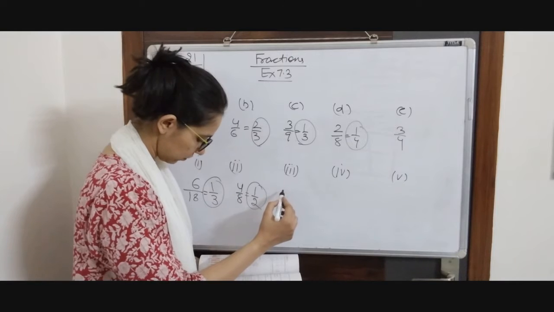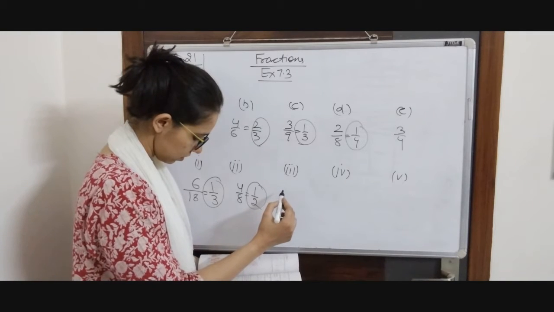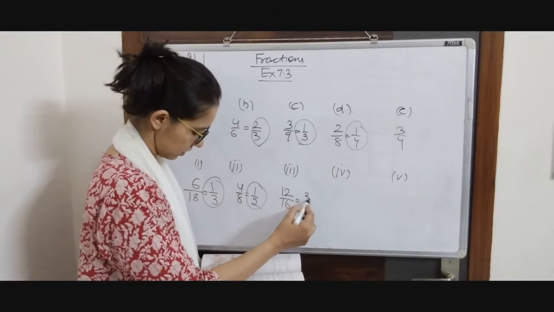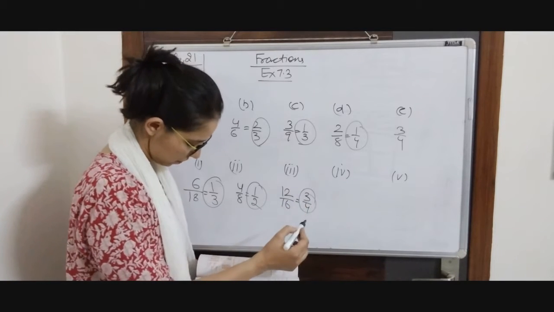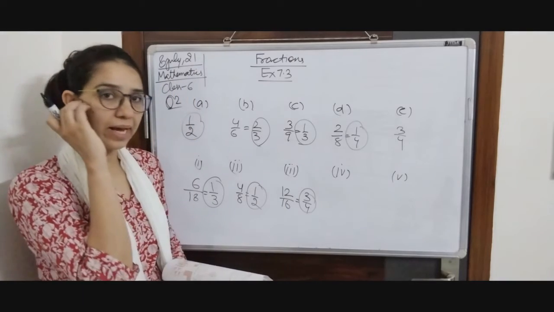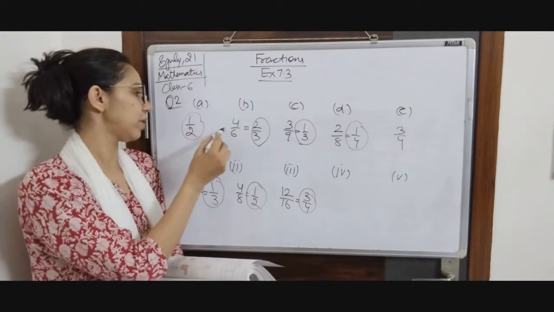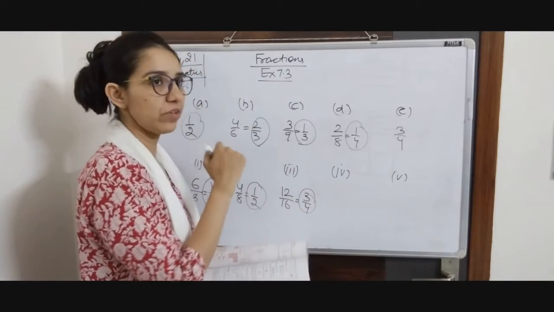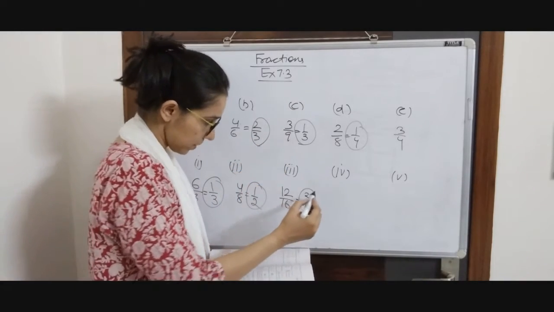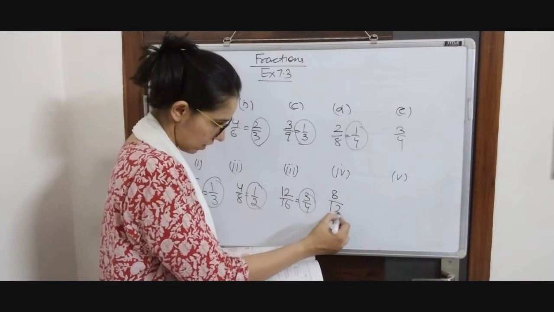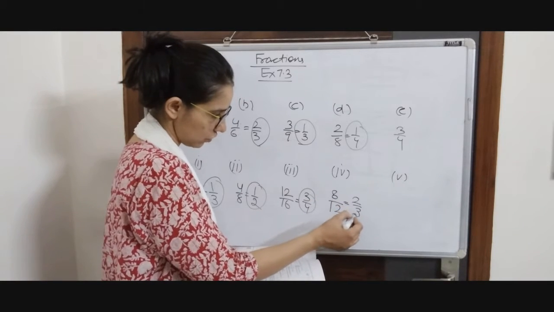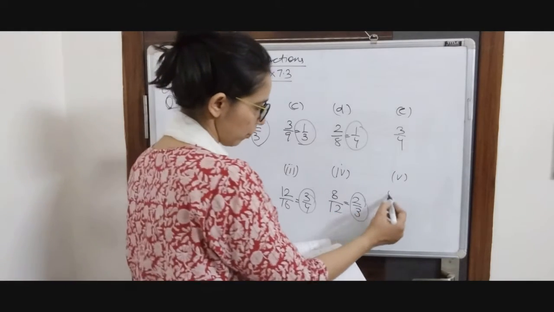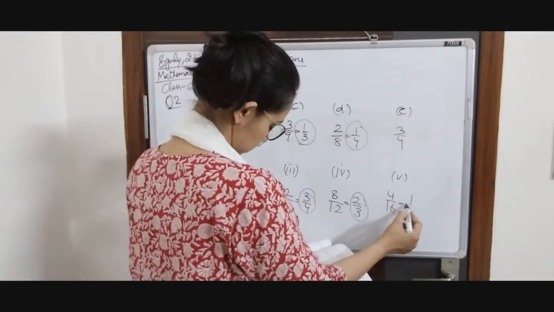Third one we have is 12 by 16. This is going to be 3 by 4. We are dividing the numerator and denominator by the HCF to get the simplest form, as we discussed in previous examples. Okay. So this is 8 by 12, which will be 2 by 3. Next, the last one is our 4 by 16, which will be 1 by 4.